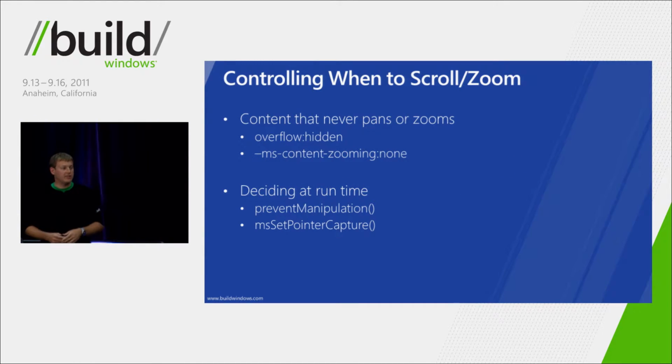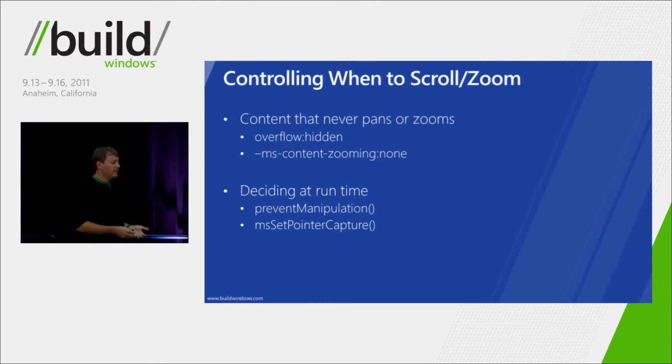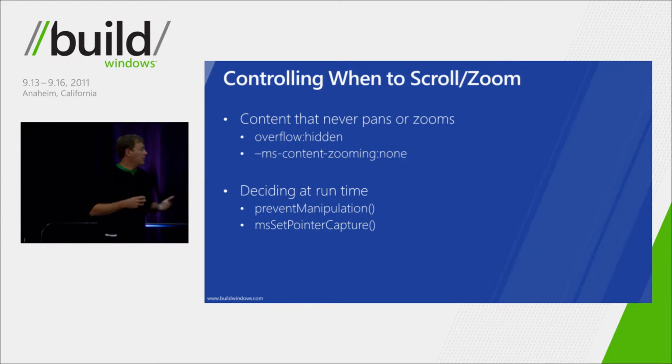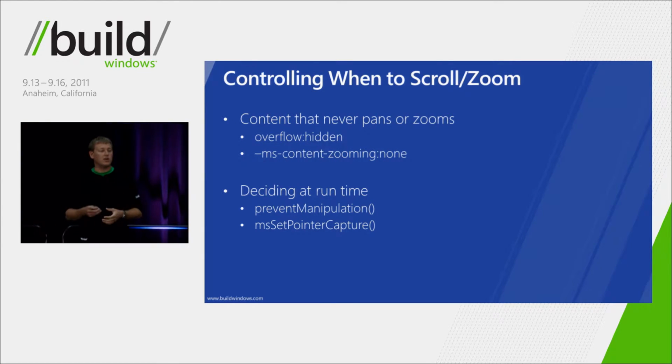If your content's never going to pan or zoom, just set the styles appropriately. Set overflow to hidden, set -ms-content-zooming to none. This will indicate to the system that there's no panning or zooming, and therefore it'll be smarter about how it routes the pointers through the system.